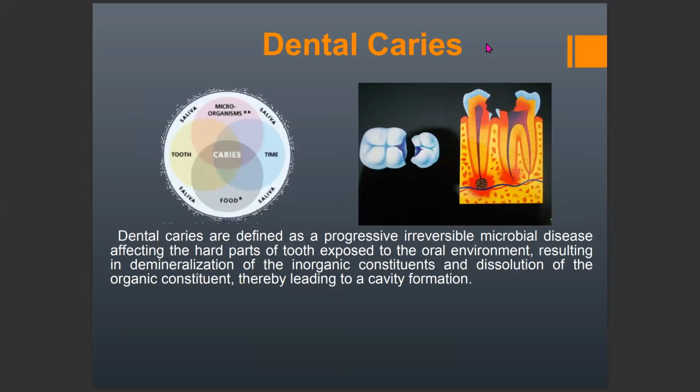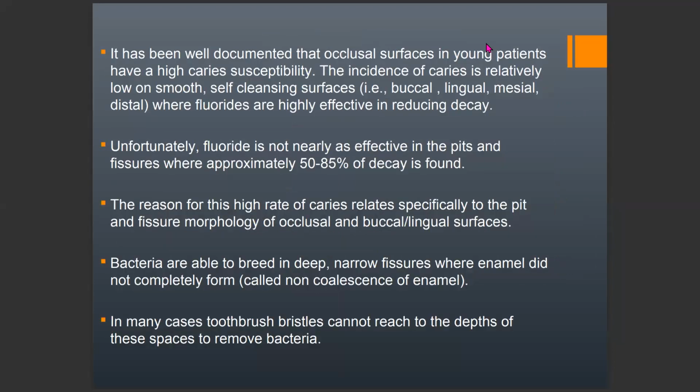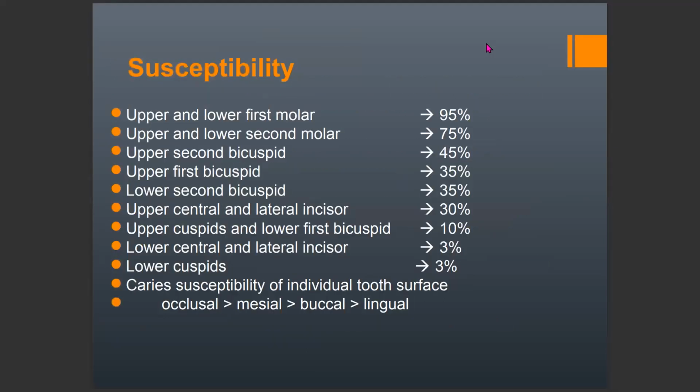Dental caries are defined as a progressive, irreversible microbial disease affecting the hard parts of tooth exposed to the oral environment, resulting in demineralization of the inorganic constituents and dissolution of the organic constituents, thereby leading to a cavity formation. It has been well documented that occlusal surfaces in young patients have a higher caries susceptibility. Unfortunately, fluoride is not nearly as effective in the pits and fissures, where approximately 50 to 80% of the decay is found. The reason for this high rate of caries relates specifically to the pit and fissures morphology, and bacteria are able to breed in deep. In many cases, toothbrush bristles cannot reach to the depth of these spaces to remove bacteria.